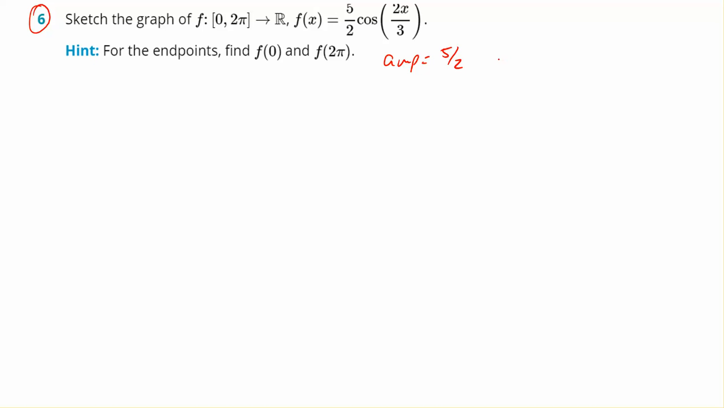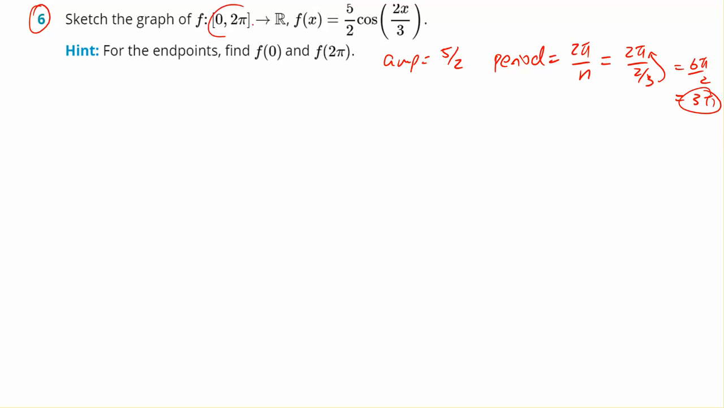Now the period is given by 2 pi divided by n. My n value happens to be the number in front of the x, which happens to be 2/3. So 2 pi divided by 2/3. Now I'm going to move the 3 up to the top, so that becomes 6 pi over 2, which means it's 3 pi.